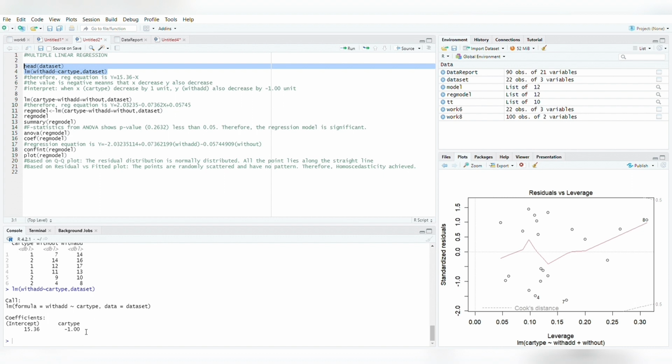So the result here, the regression equation is y equal to 15.36 minus 1. And the value is negative, which means that as x decreases, y also decreases. So to interpret this result, when x, which is cut type, decreases by 1 unit, y also decreases by negative 1 unit.